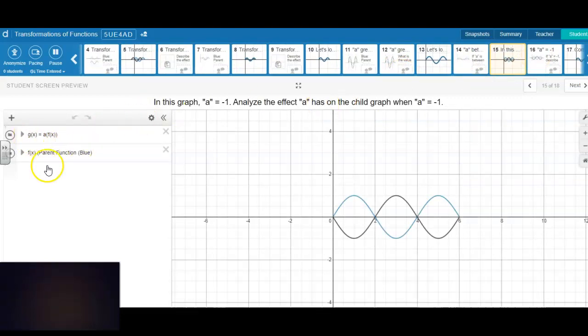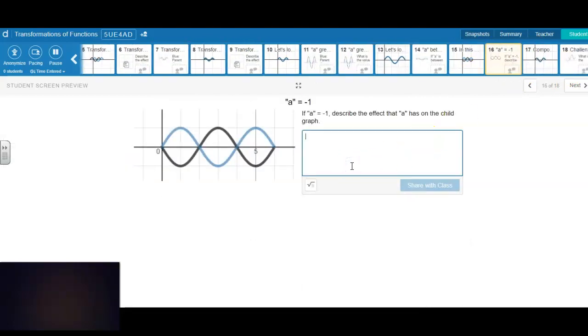Now, let's see what happens here. A is -1, so it's going to flip. It flips the graph over the x-axis. That's what's happening right here. So it is a sine function as I thought, flipping over the x-axis. So, describe the effect that A has on the child graph. It flips the graph over the x-axis.